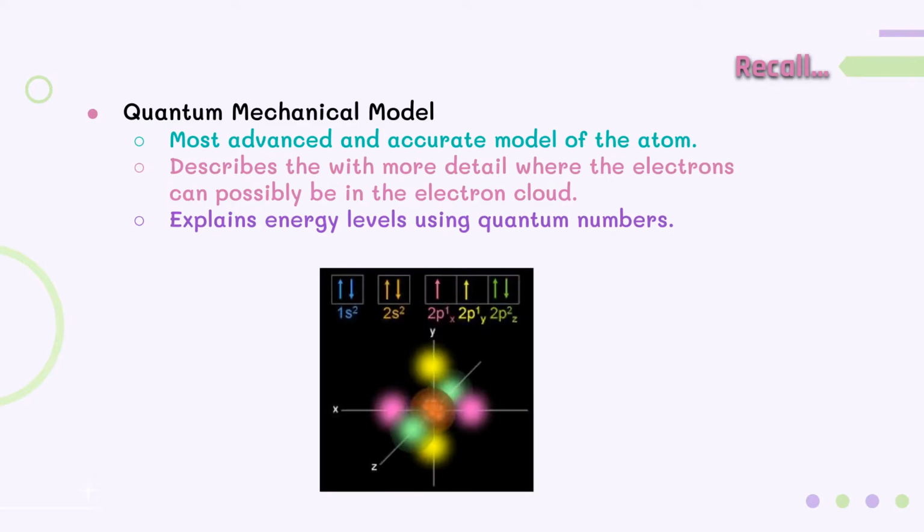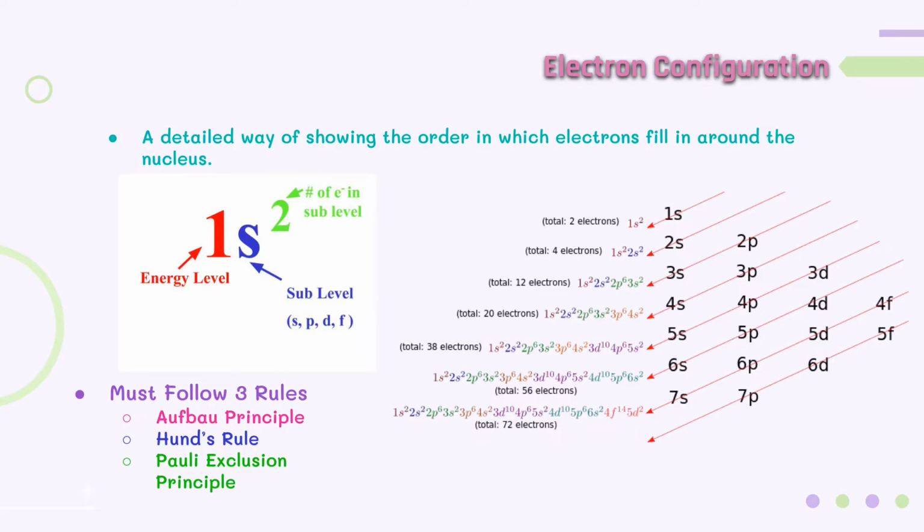If you recall, the quantum mechanical model is the most advanced and accurate model of the atom. It describes with more detail where electrons can possibly be in the electron cloud and explains energy levels using quantum numbers. Electron configuration is a detailed way of showing the order in which electrons fill in around the nucleus. So we write it with a series of letters and numbers similar to algebra, but in this case, the letters and numbers signify where the electron is most likely to be found.